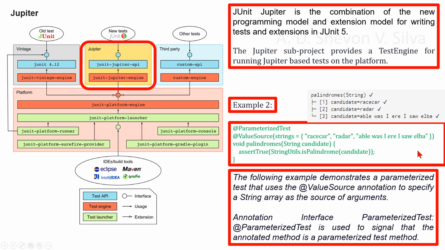When executing this parameterized test method, each invocation will be reported separately. For instance, the console launcher will print output similar to the following here.